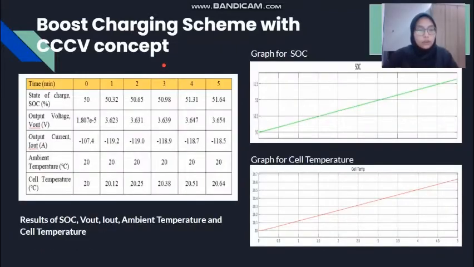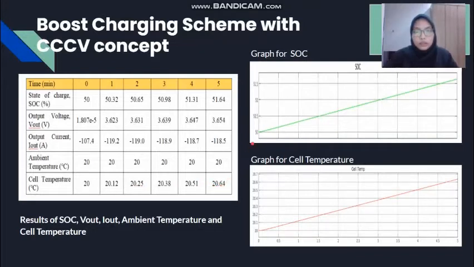In this section, I will present the result of the boost charging scheme with CCCV concept. The result will consist of SOC, voltage output, voltage input, ambient temperature, and cell temperature. As we can see here, the initial SOC is 50% and increases until 51.64% after minutes. We can see the cell temperature also increased from 20 Celsius to 20.64 Celsius.